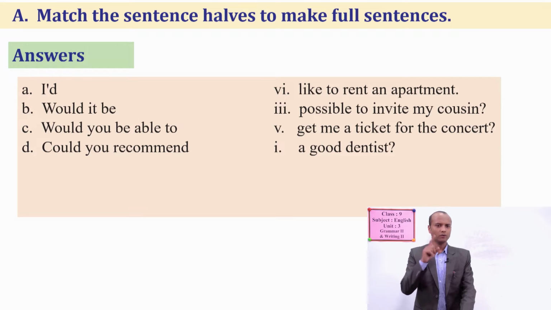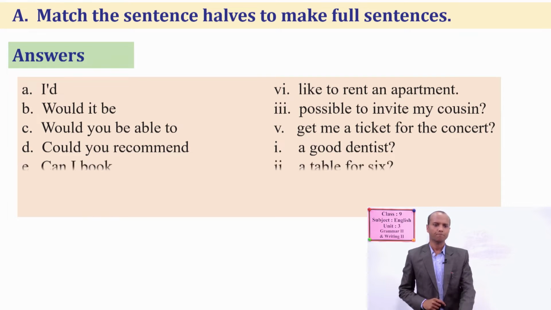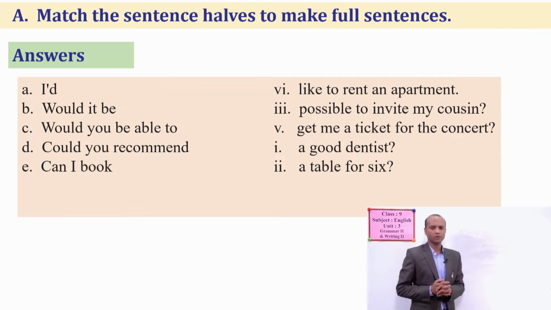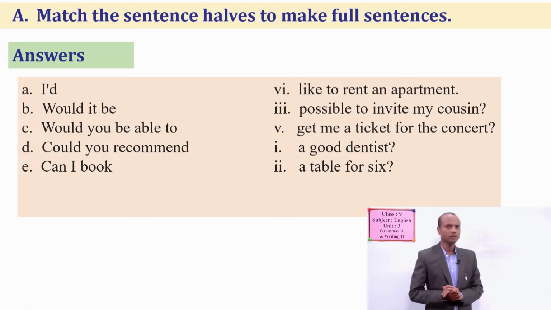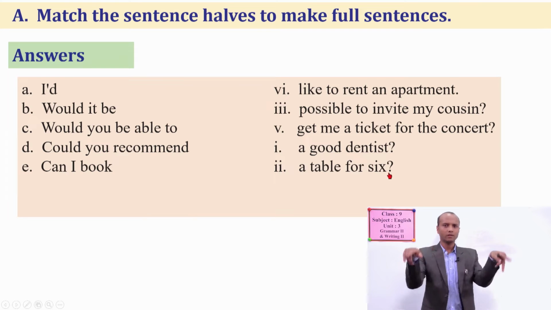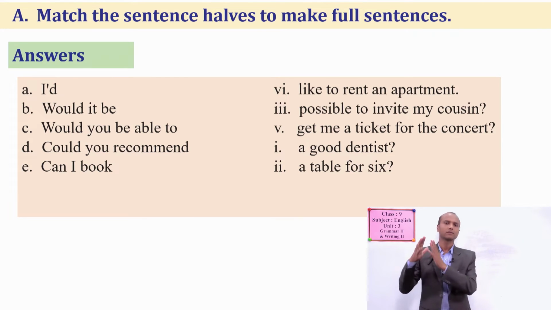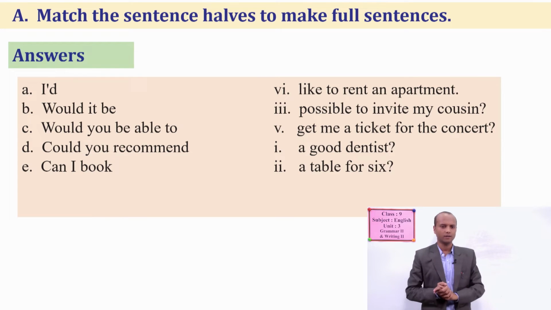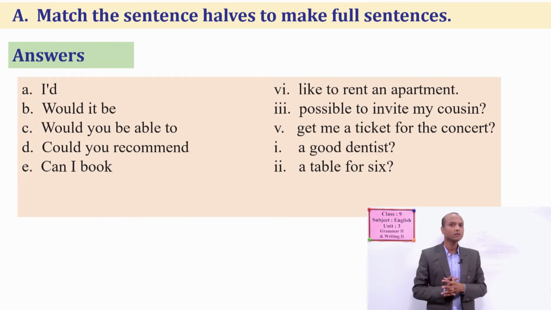Please compare your answer with mine. Okay, can I book a table for 6? Okay, can I book a table for 6? Means 6 people are there. Okay, we are 6. We are going to, let's say, sit together. Okay, you planned, suppose, to go to a restaurant, and then you called. Okay, and you booked a table for 6.